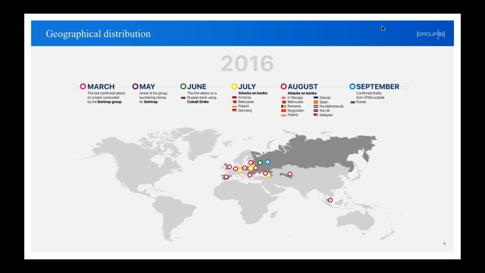After this confirmation, it was followed by an extremely active July with attacks on banks in Armenia, Belarus, Poland, and Germany. Again in August, we saw a number of different attacks in Eastern European countries, but also in the UK and the Netherlands, Malaysia, etc. In September, we continued to see attacks against ATM systems in Russian financial institutions, and we have uncovered more information to identify further actions of this group continuing just up until this last week. Their attack targets have extended to South America, targeting some banks in Brazil. So they're definitely not limiting their attention to only the EU and some other countries.